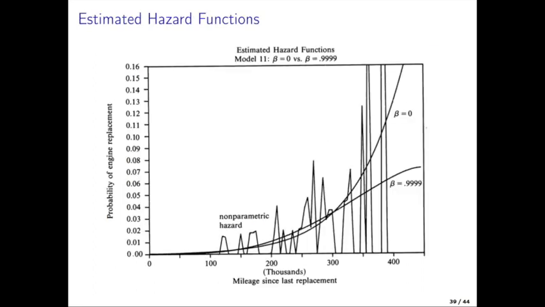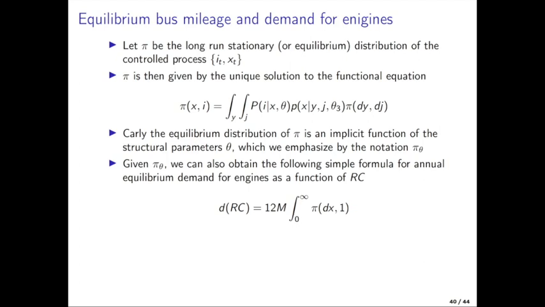Okay, so the final thing I want to talk about is this bottom-up approach, or how you find the demand function for engines as a function of the price, the replacement cost. But before we go there, we'll start with the equilibrium mileage distribution and the demand for engines. Now let pi be the long-run stationary distribution of the control process d and x. Sorry for this notation. It should have been d, the discrete choice, and then the mileage: the replacement and mileage.